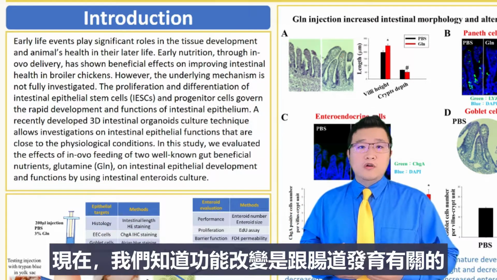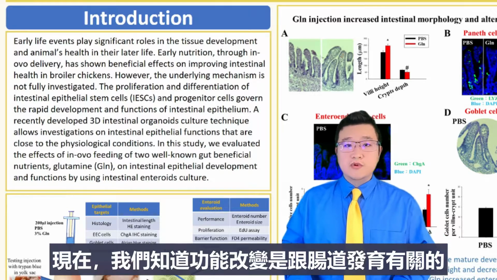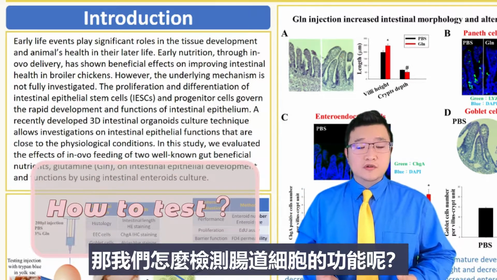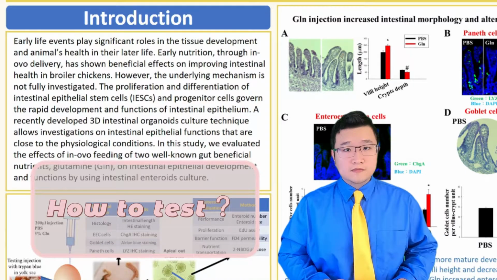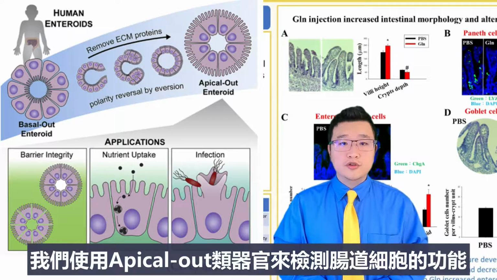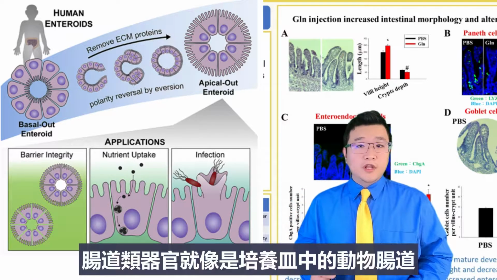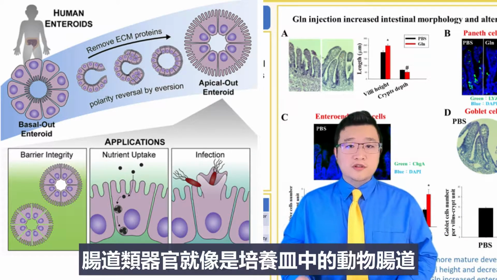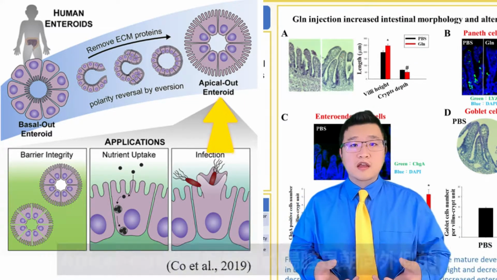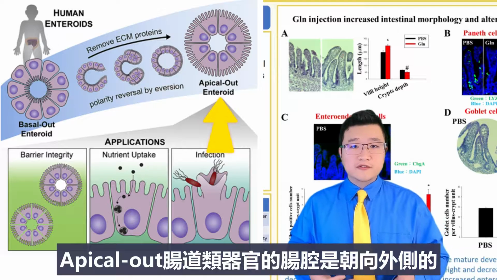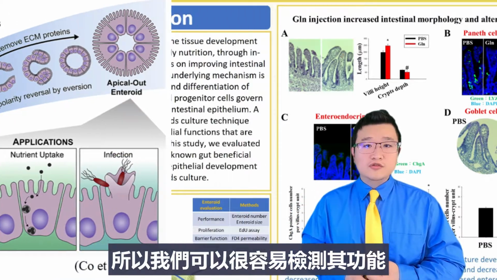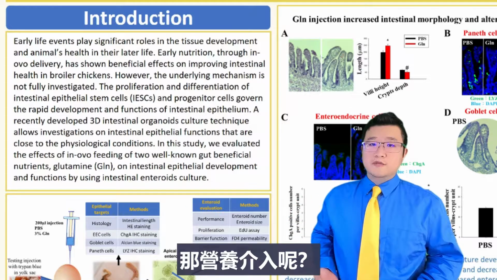So right now we know the functional change is associated with the development of the intestine. Then how do we test the functional change of epithelium? We choose apical-out enteroids as our model to quantify the functional change of epithelium. An enteroid is a mini gut in a culture dish, isolated from an animal's intestine. Unlike basal-out enteroids, the lumen of the apical-out enteroid is facing outside, which is easier for us to test the function. Then how about the nutrient administration?